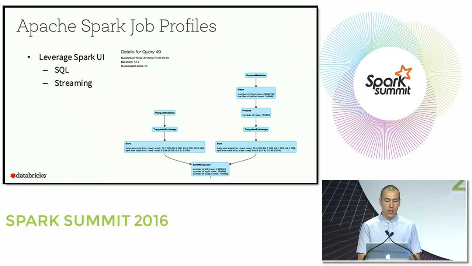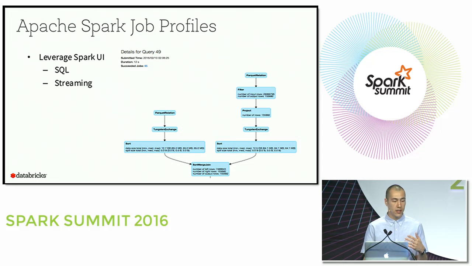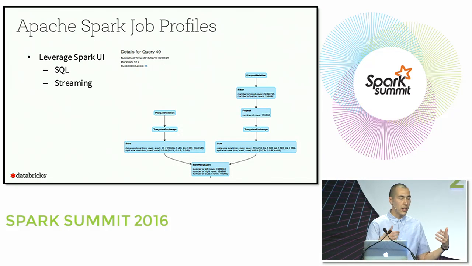And this is a picture of one of those join queries where I can go see some of those metrics about my job. I can see that there are two Parquet relations that I'm reading in.